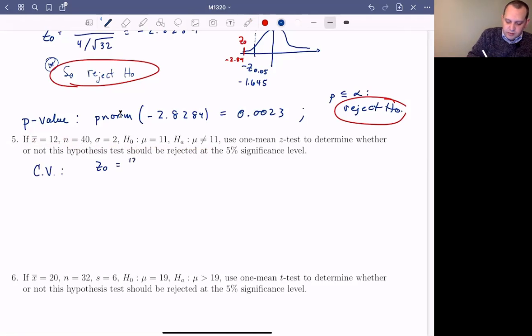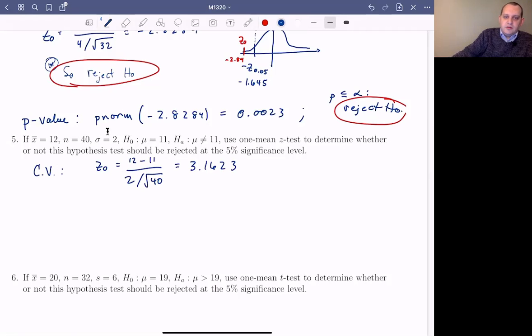So here our Z naught would be X bar minus mu naught, which is 11, over sigma divided by square root of n. Our sigma was 2. And it turns out that if you compute this, what you're going to end up with is 3.162. So you end up with the standardized value of 3.1623.